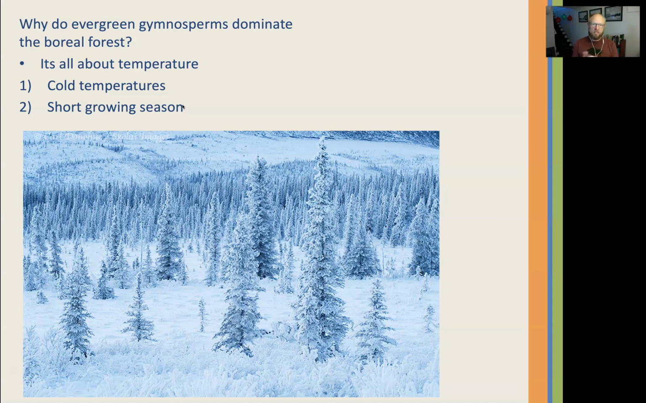And then because they're evergreen, they do well with that short growing season. Remember, gymnosperms have lower photosynthetic rates, but they can maintain those photosynthetic rates at colder temperatures. Since this is a fairly cold place, those species can maintain photosynthesis longer than angiosperms would be able to due to the cold temperatures.